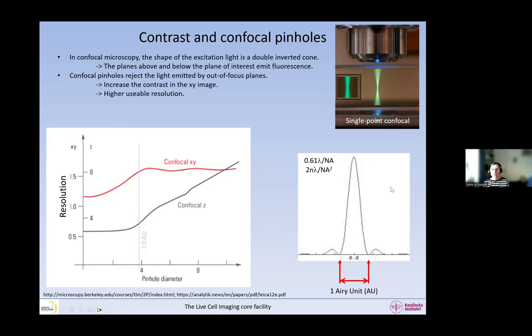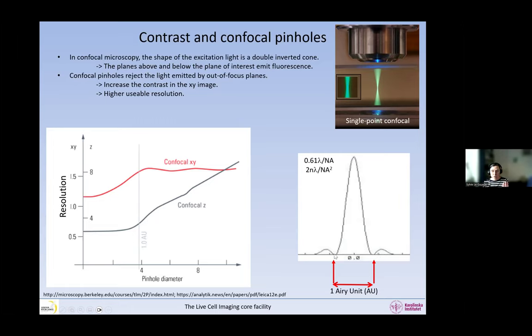And so if we use here, for example, a 405 nanometer laser and we image blue light, maybe this is the point spread function and the one Airy unit has a certain size. But if we change wavelength, because the wavelength is part of this equation, so if we increase the wavelength, clearly this shape is going to change and it's going to become bigger.